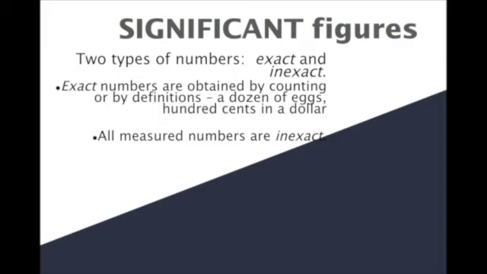So there are two types of numbers, exact and inexact. Exact numbers are attained by counting or by definition. For example, a dozen eggs is 12 eggs, or 100 cents in a dollar. All measured numbers are inexact.